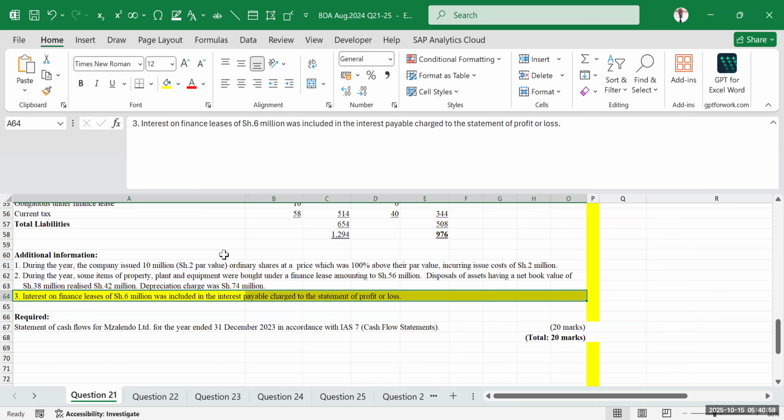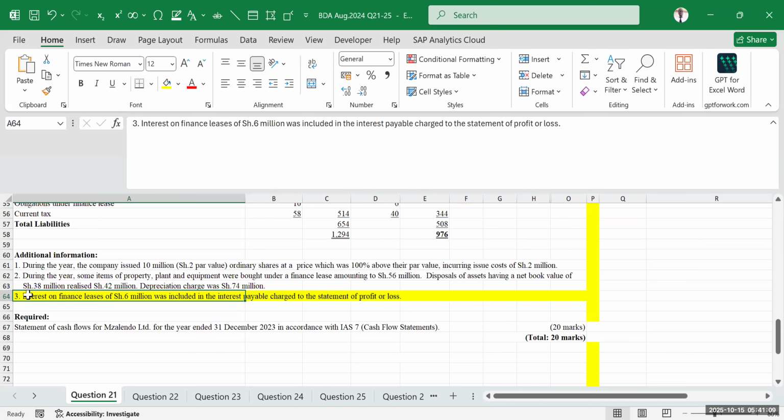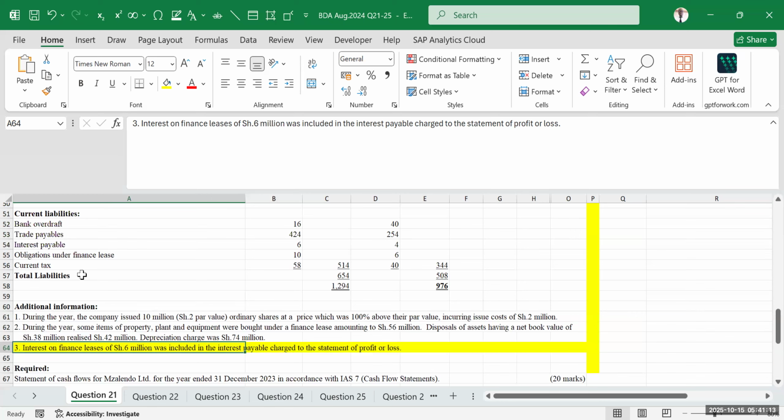I don't object. It is confusing for sure. From the statement, it is saying it's already charged to the statement of profit or loss. But my argument was it is an adjustment, because that's why it's been brought under additional information. So there is no worry.